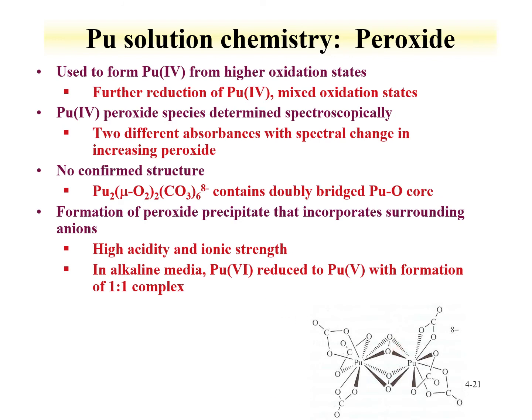However, it is known that you can form the peroxide precipitates and they will incorporate surrounding anions. So this is also similar to the uranium. A route for precipitating plutonium in a solution for separations is the use of the peroxide.